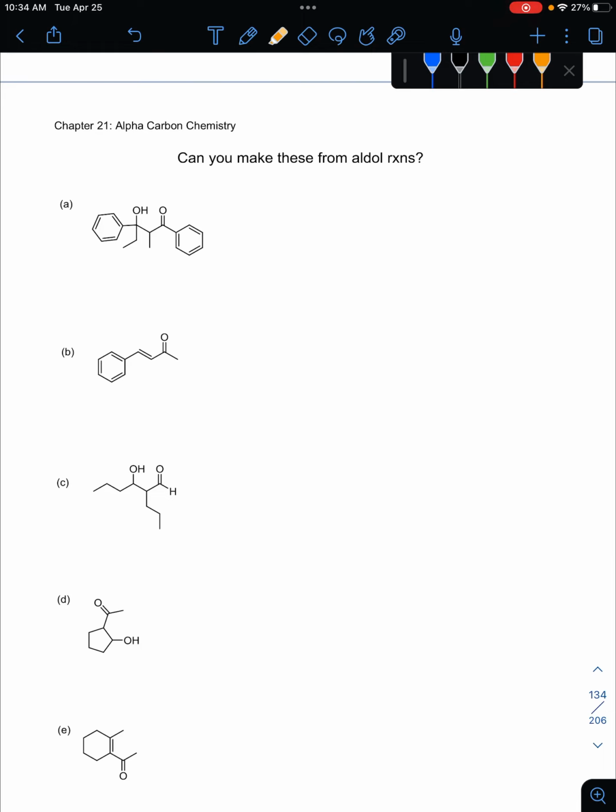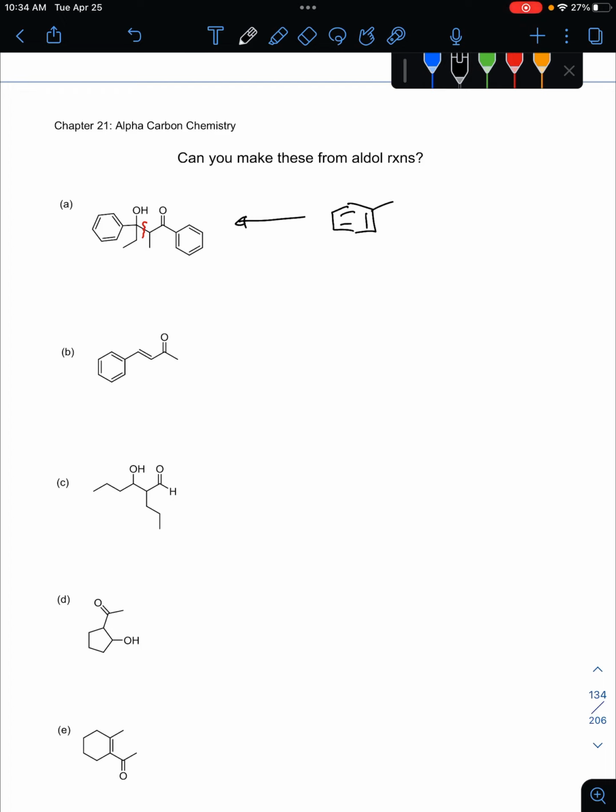Some of these we could do through the regular mixed aldol method. Some of these we can't because of the reasons we discussed in class. So the first thing is we need to be able to see the aldol bond, and hopefully it makes sense that this would be the aldol bond. So if you can picture this carbon being an enolate and adding to that carbonyl carbon as a nucleophile, that's how this would happen.